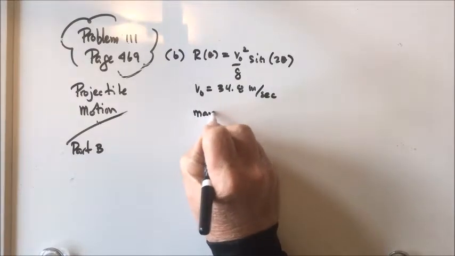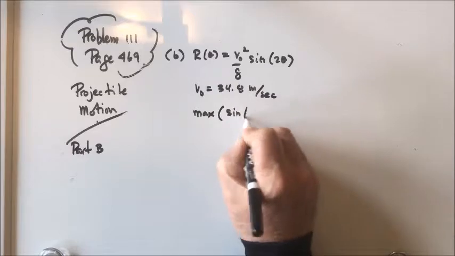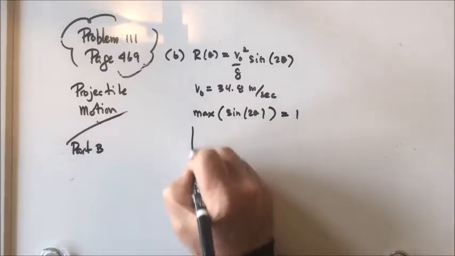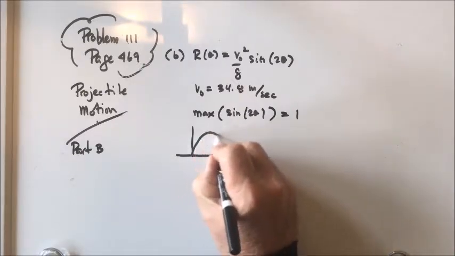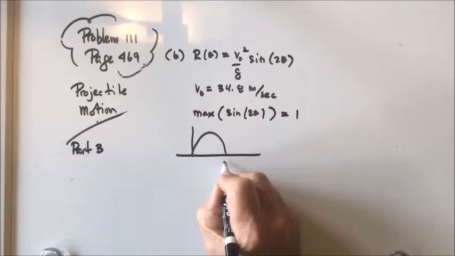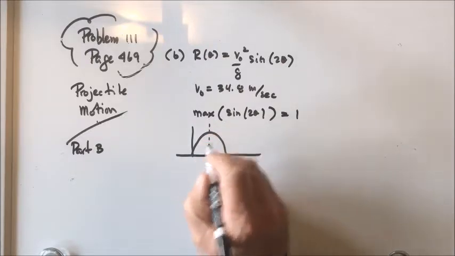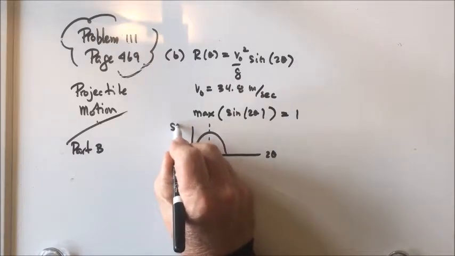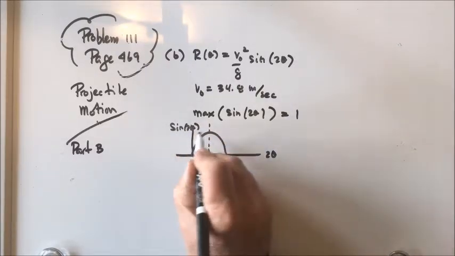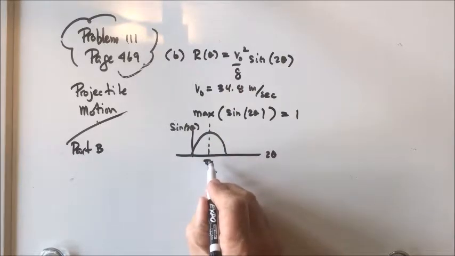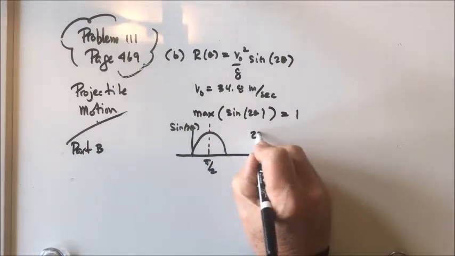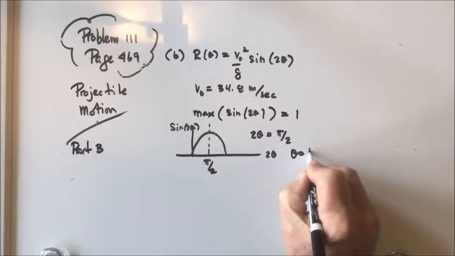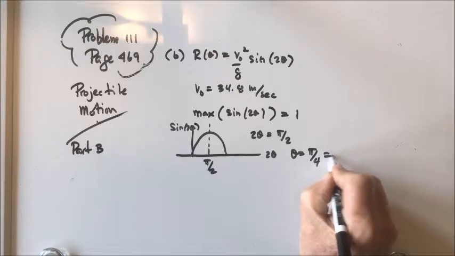Remember that the maximum value of the sine of 2 theta, what's the maximum value? It's 1. And where does that occur? Better draw a quick little picture. Here's 2 theta. It occurs where 2 theta, this is sine of 2 theta. Where does the maximum value of 1 occur? At 2 theta equals pi over 2. And when 2 theta equals pi over 2, then theta equals pi over 4, aka 45 degrees.